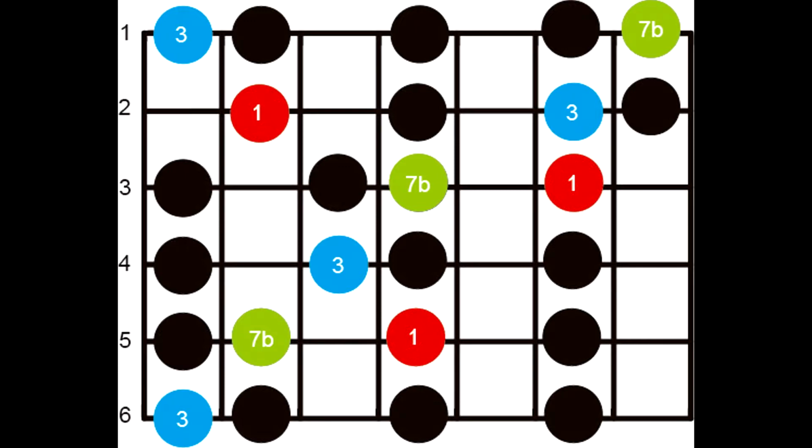This note is the difference between Ionian and Mixolydian, and it's going to give us the characteristic sound of this mode. The next example is in G major Mixolydian.